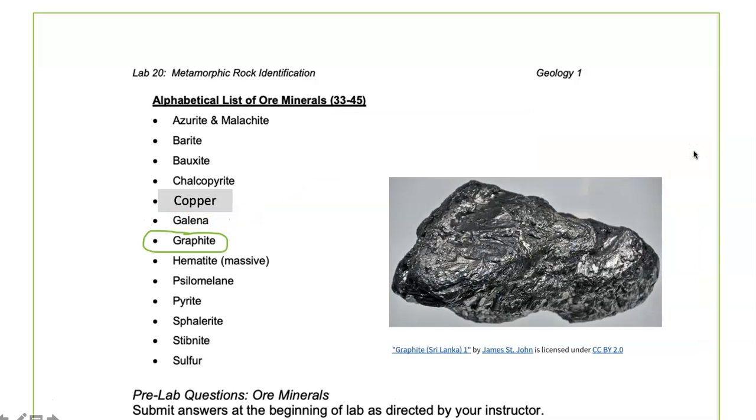We then move on to graphite, which is the stuff that's inside your pencils. And it has a greasy luster. It looks kind of greasy. It's very soft. Obviously, if you can drag it across your paper and make a streak, then it's pretty soft. And the streak tends to be gray. I think you know what color a pencil is.